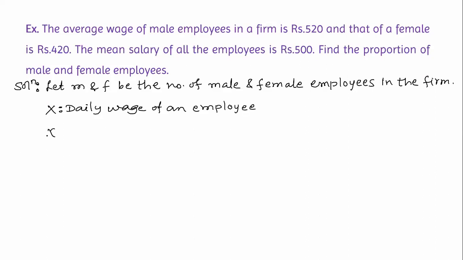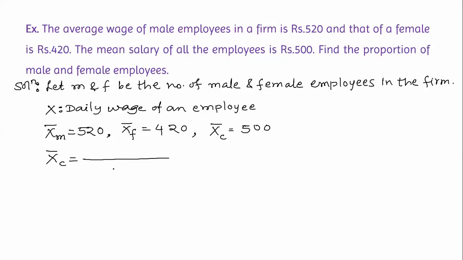Okay, so X bar of M is equal to 520. Then X bar of F is equal to 420. And the combined X bar C is equal to 500. So we know the formula: the combined mean. In the denominator we must have the number of males plus the number of females. In the numerator we must have the sum of the wages of males as well as females.